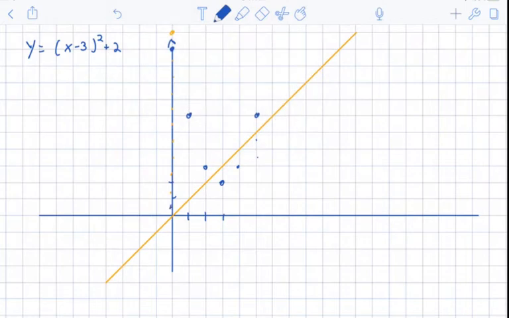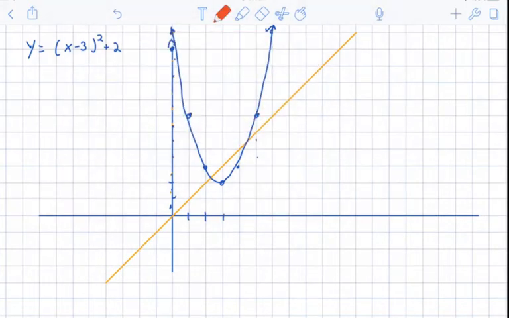Got to be as precise as you can when you're doing demos. All right. There you go. So that's the graph y is equal to (x minus 3) all squared plus 2. Let's draw its inverse.